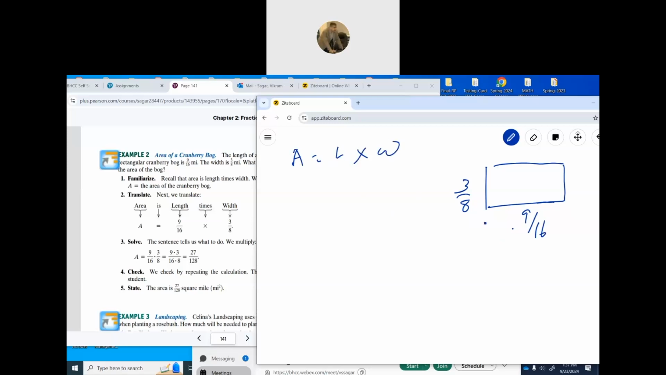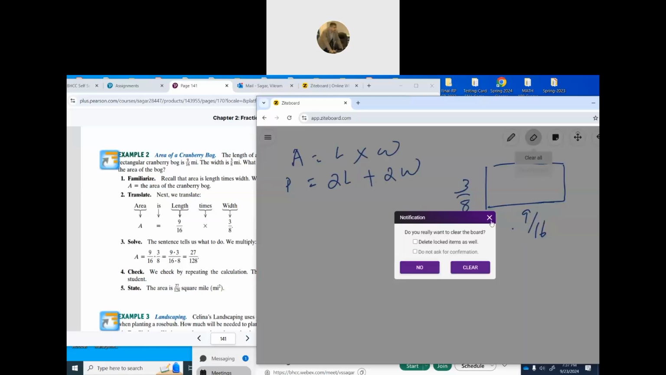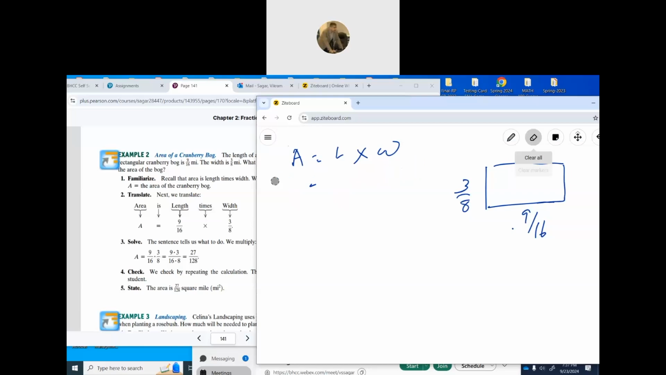We know the area is what? Length times width, okay? And if I'm asking you perimeter, which is going to be 2L plus 2W, you add this and this. But they are asking here for area, which is length times width, okay?